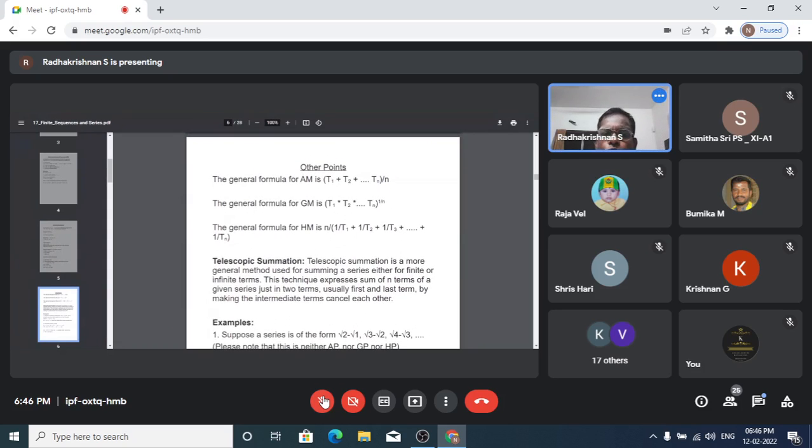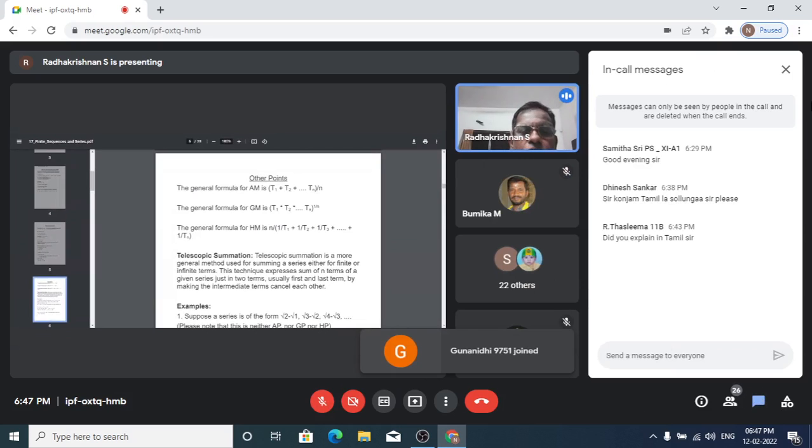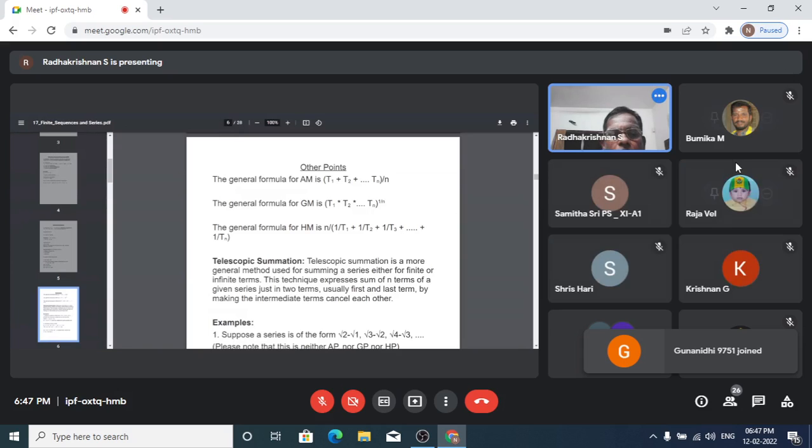So we saw AM for two numbers, (A plus B) by 2. If we extend it, the general formula for an arithmetic progression of n terms is (T1 plus T2 plus etc. up to Tn) whole divided by n. Similarly, the general formula for geometric mean is (T1 into T2 into T3 up to Tn) whole to the power of 1 by n, the nth root. So just like you are adding and dividing by n, here you are multiplying and taking the nth root.